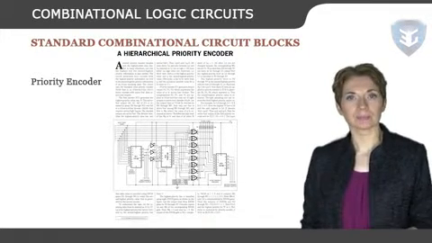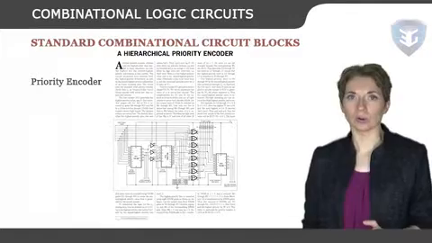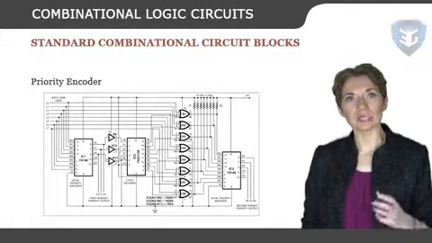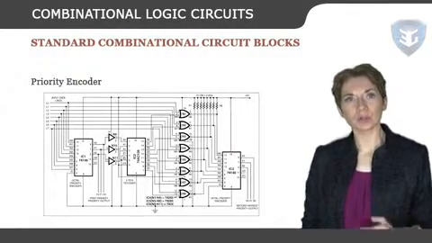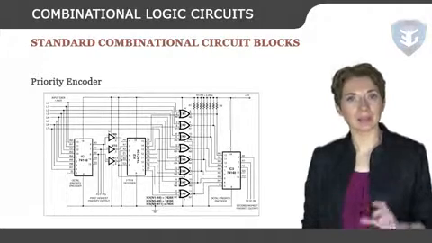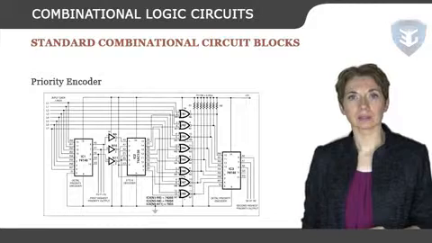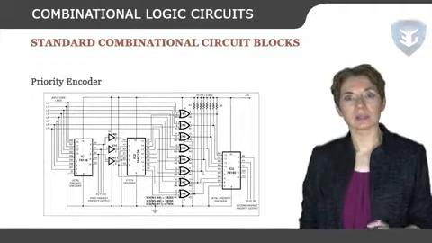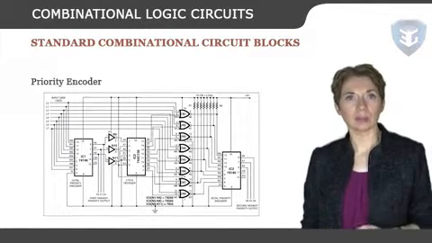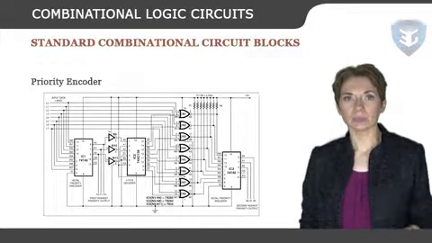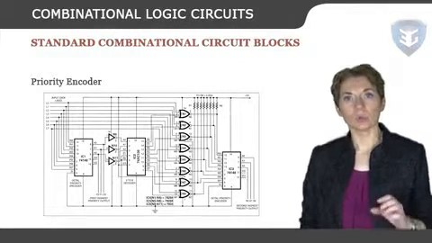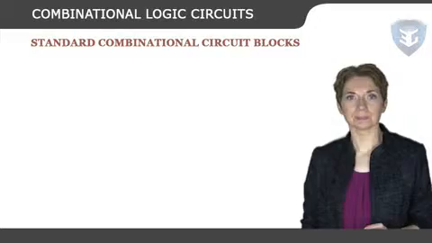Priority encoder. This is a special type of encoder. Priority is given to the input lines. If two or more input lines are 1 at the same time, then the input line with highest priority will be considered. There are 4 inputs, D0, D1, D2, D3, and 2 outputs, Y0 and Y1.